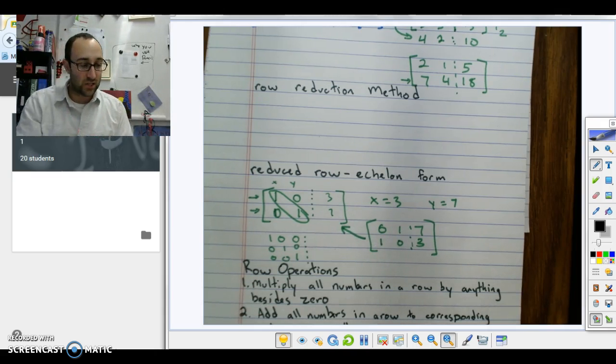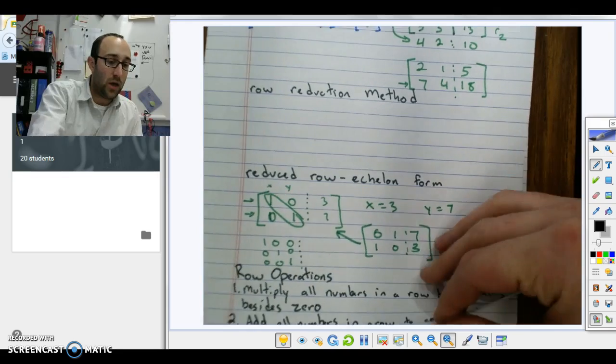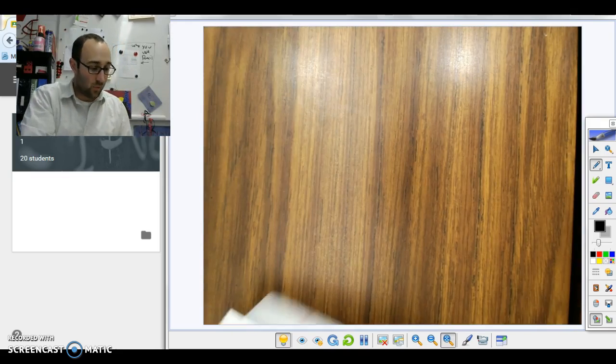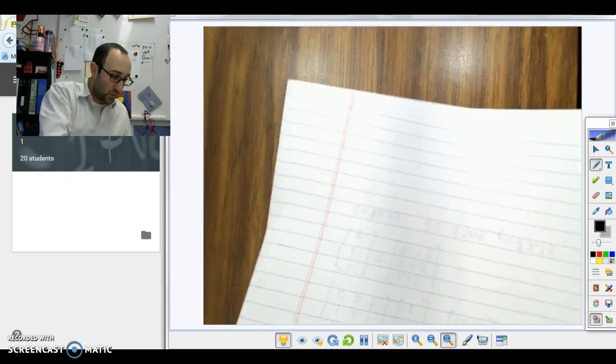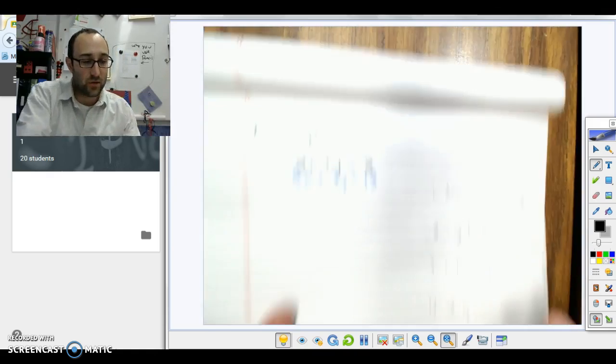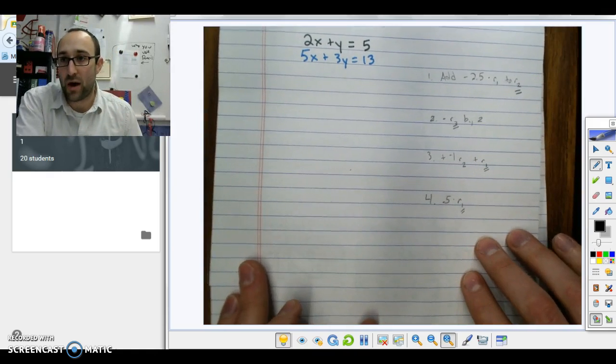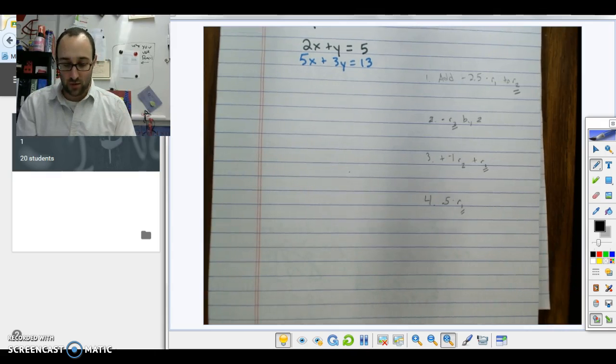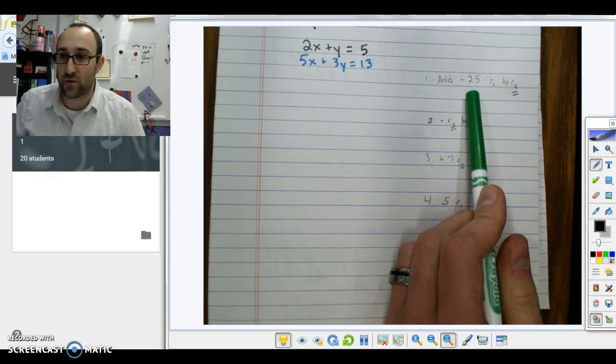All right, so let's actually get into this and do an example problem. Here we go. So our example is 2x plus y equals 5 and 5x plus 3y equals 13. Now I wrote down what we're going to do in pencil.